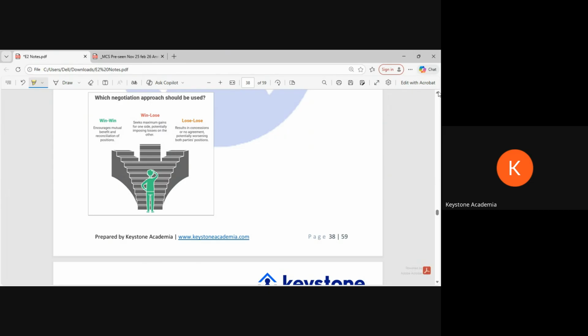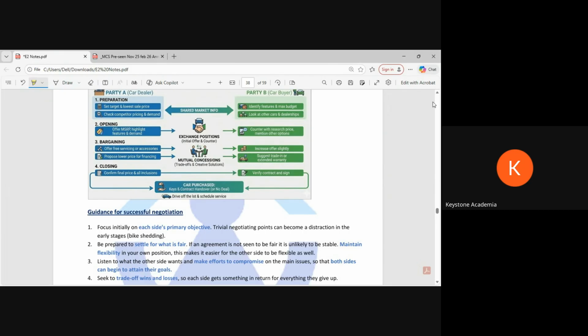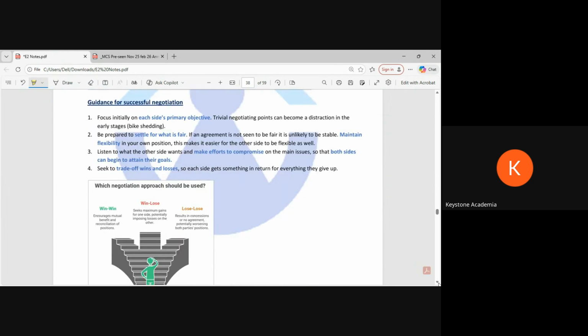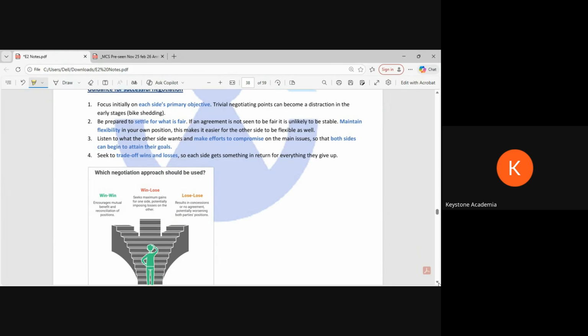Many times what happens, we have a number of suppliers, so we can easily negotiate. In fact, we can manipulate. But that's unethical. In the short term, it can benefit again, but in the long run, it can create problems. So ideally win-win. If not win-win, win-lose, and avoid this lose-lose.